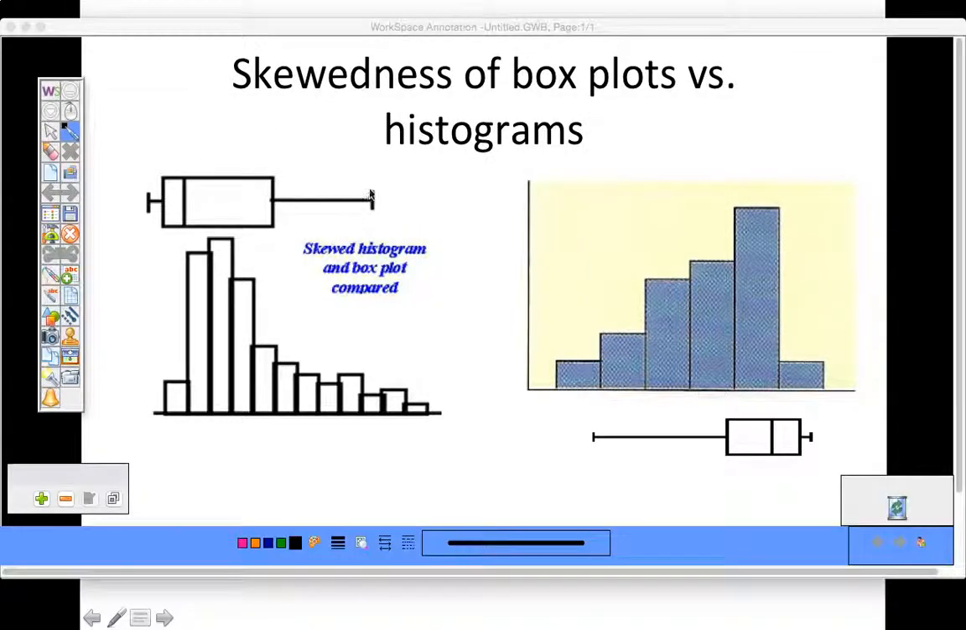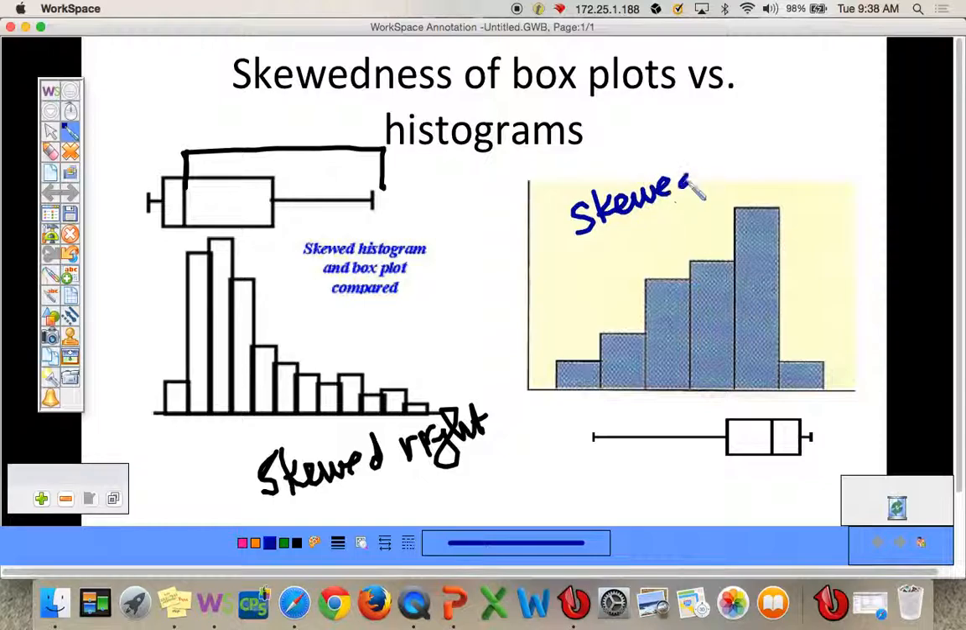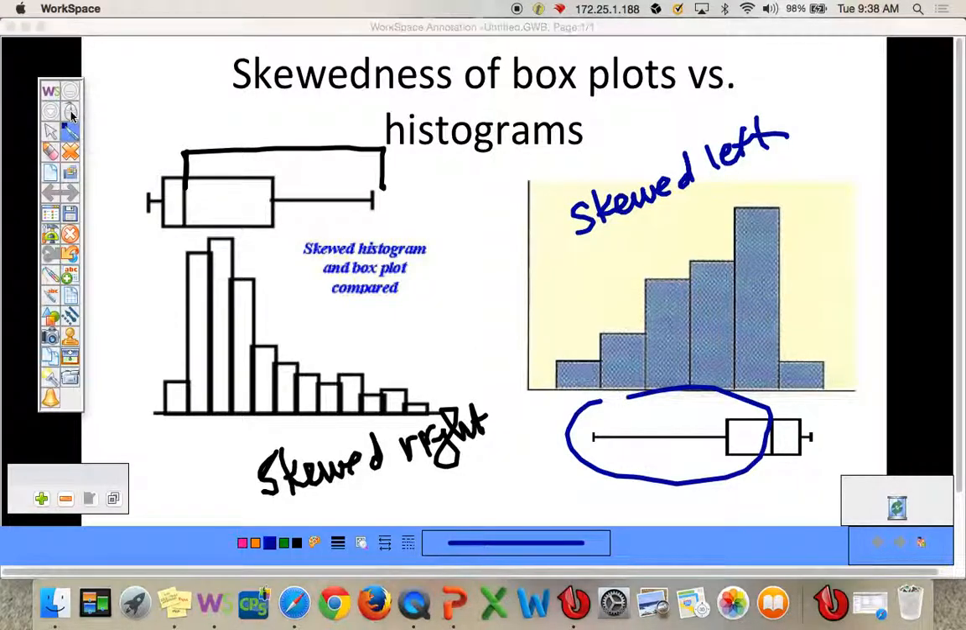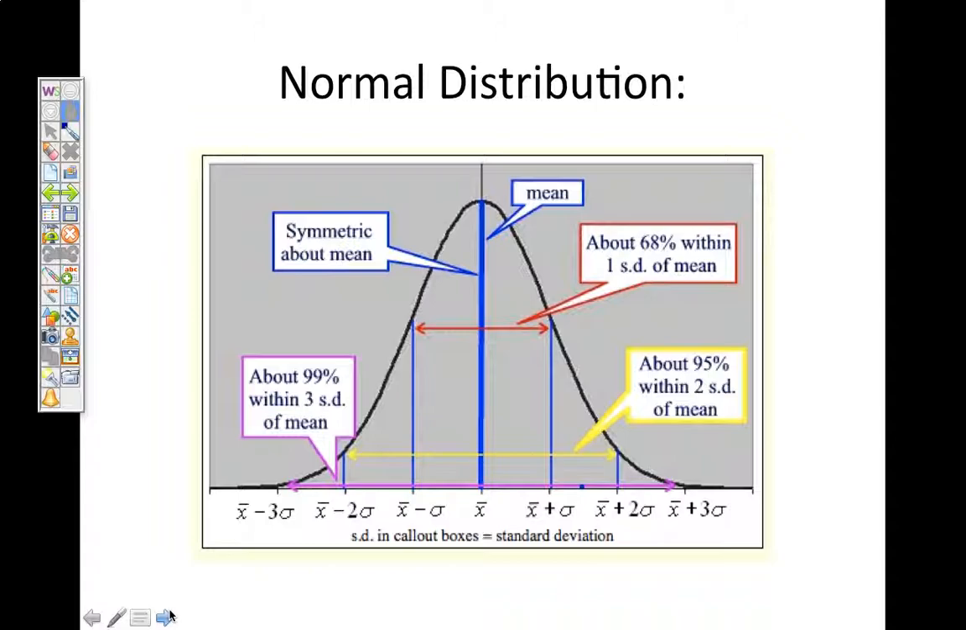All right, so this is another example of skewed right, because it's squished down on the right, or you can see that more data is spread out to the right of the median. This is skewed left, because it's squished down on the left right here, or it's more spread out to the left of the median. So they're skewed, more spread out to one side or the other. If it's not spread out, then it would be symmetric.